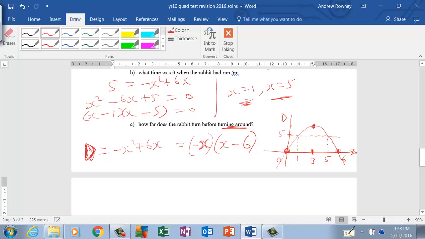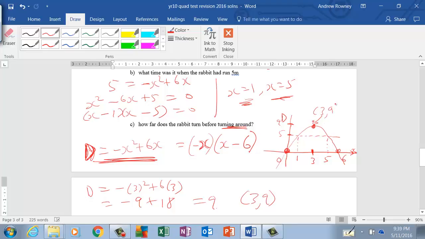But we want to know how far it is. To work out how far it is, we're going to just substitute 3 into the equation. So d equals, using this quadratic, minus 3 squared plus 6 times 3, which is minus 9 plus 18, which is 9. So the coordinate is 3, 9. So this one here is 9 meters, because the coordinate of this turning point is 3, 9. So after 9 meters, it turns around and comes back.